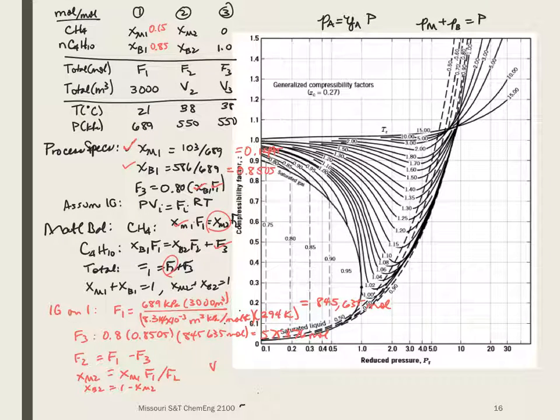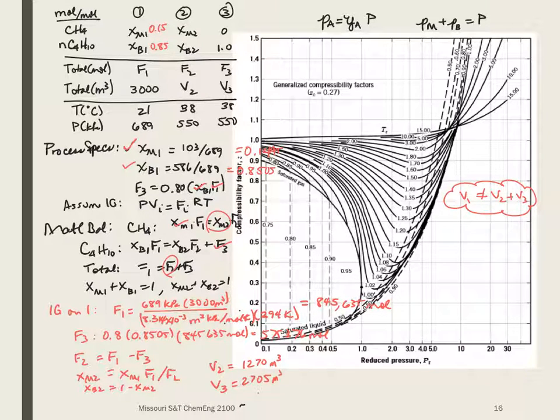I can find V2 using the ideal gas law. I'm not going to write all of these details down because they're starting to get a little boring. Okay, V2 is going to be 1270 meters cubed. V3 is going to be 2705 meters cubed. One thing that's really important to note is that V1 is not the same as V2 plus V3 because the temperatures and pressures are different.